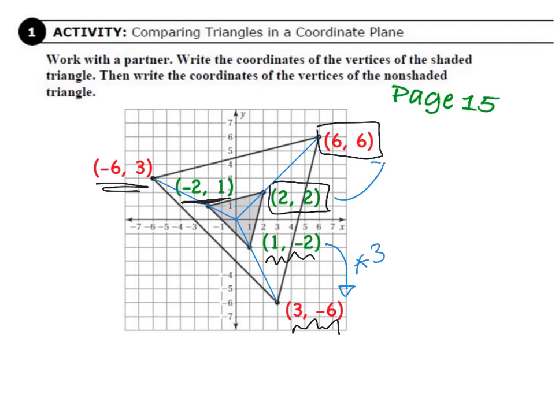Hopefully you're starting to see that the points have been tripled. And that's really how straightforward dilating something is. You take the ordered pair and you multiply it by some number, some constant, and you end up with a new figure. That's the dilation.